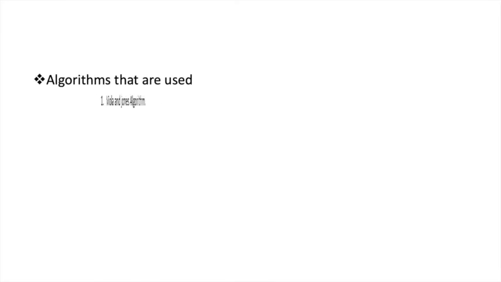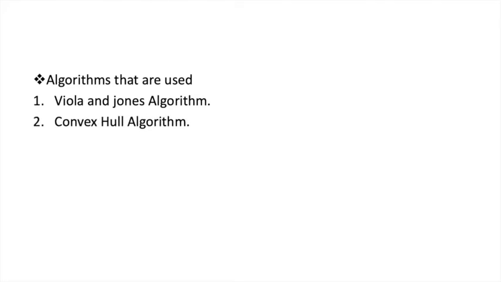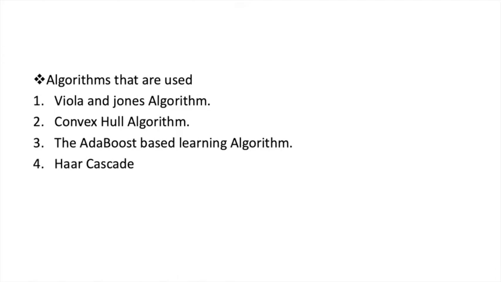The algorithms used here are the Viola and Jones algorithm for object detection, the convex hull algorithm for calculating the convex hull and finding and eliminating convexity defects, the AdaBoost based learning algorithm, which is nothing but adaptive boosting, a machine learning algorithm, and Haar cascade, which is also for object detection. We're going to see about the hand recognition system now.